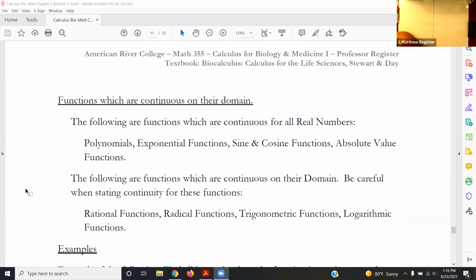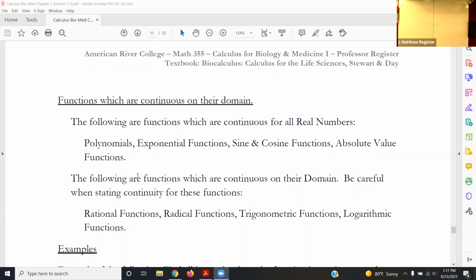The nice thing is most of the functions we've played with so far are continuous on their domain. And so the following functions are continuous for all real numbers: polynomials, exponentials, sine and cosine functions, absolute values. They are continuous everywhere. They are nice, smooth functions. Well, the absolute value is not smooth, but that's another story.